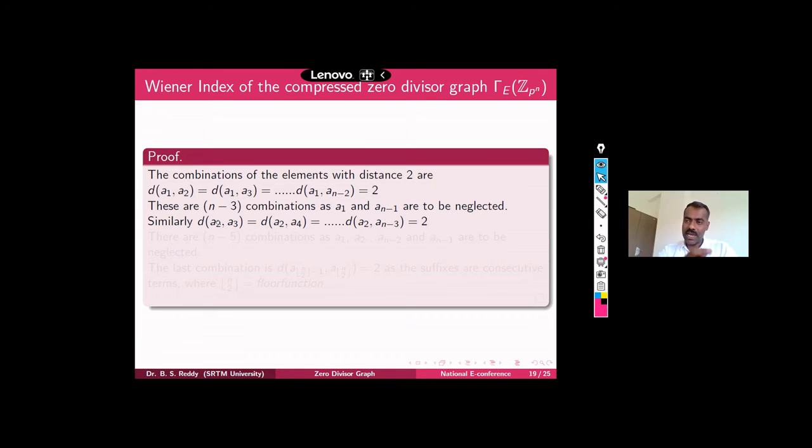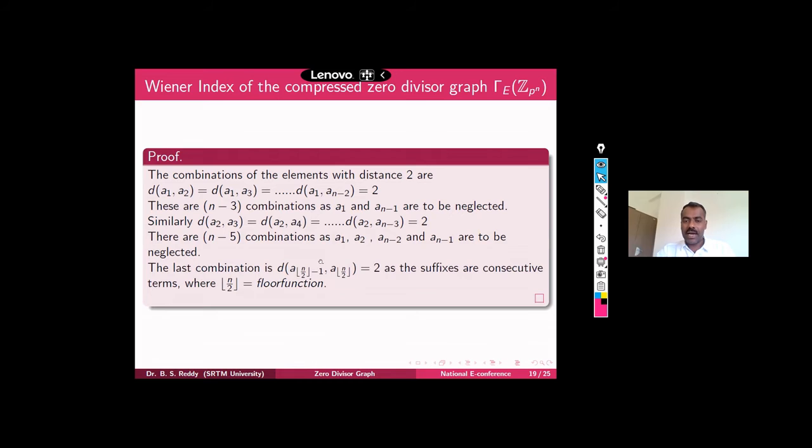Then similarly from a2 onwards, there will be n minus 5 combinations because a1, a2, these two are not there. Similarly, an minus 2 and an minus 1, because their distance is 1. Their distance is not 2. So before a2 you will remove a1 and a2. Similarly, for the next one a3 you will remove a1, a2, a3, and after that an minus 3, an minus 2, an minus 1 you will remove. So if you keep repeating this, you can use this n by 2 floor function. This distance is 2.